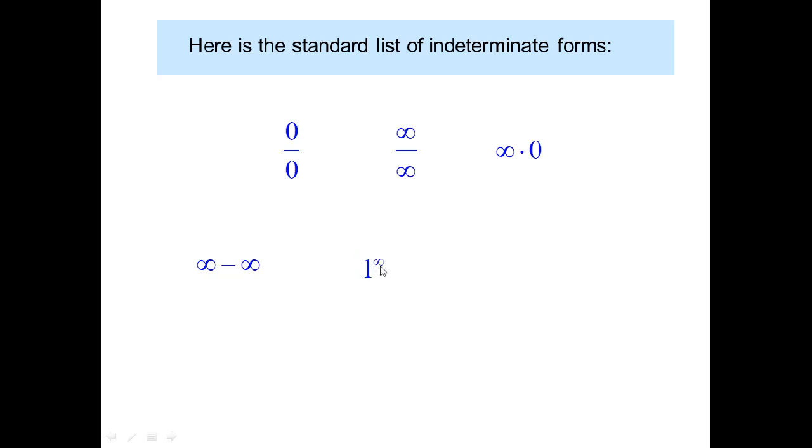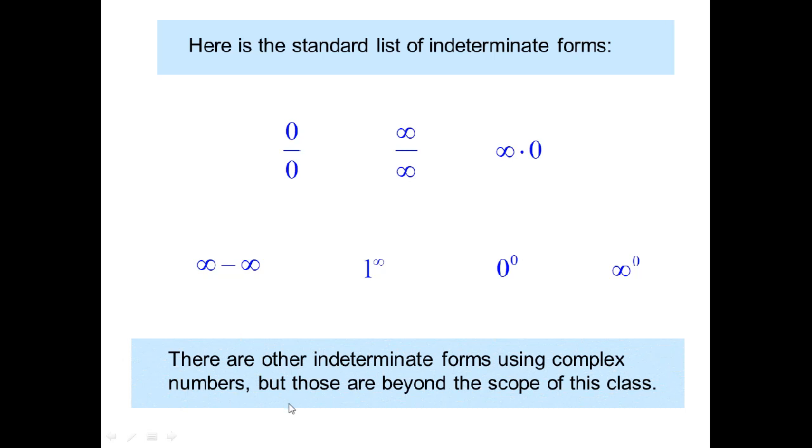Right? 1 to the infinity is also indeterminate. And 0 to the 0 power is indeterminate. Where 0 to the infinity power was not, 0 to the 0 power is. So make sure you notice and remember the difference between those two. And then infinity times 0, the one that we started off with talking about, or one of the ones we started talking about, is the last one that's going to be on your standard list that you need to definitely recognize.